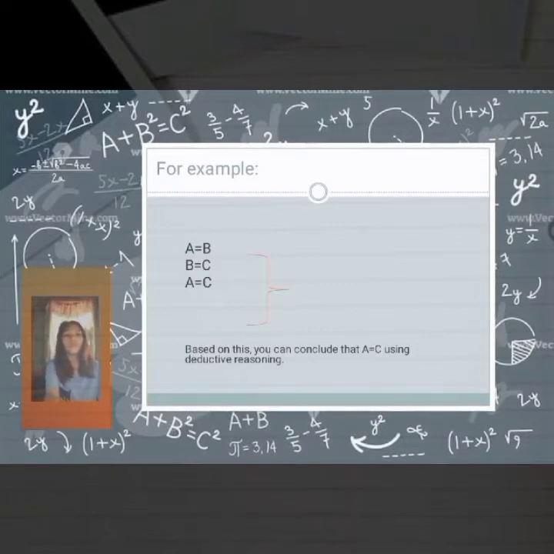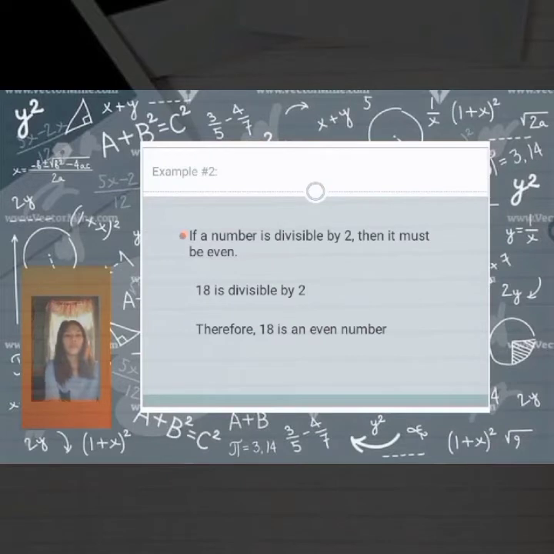Another example: if a number is divisible by 2, then it must be even. 18 is an even number because it is divisible by 2.